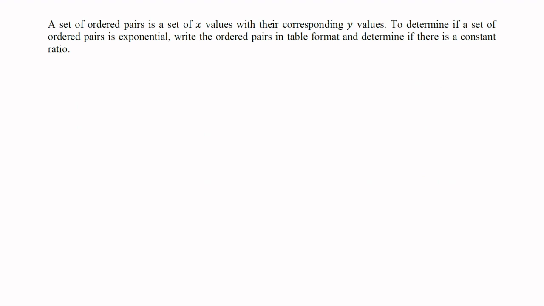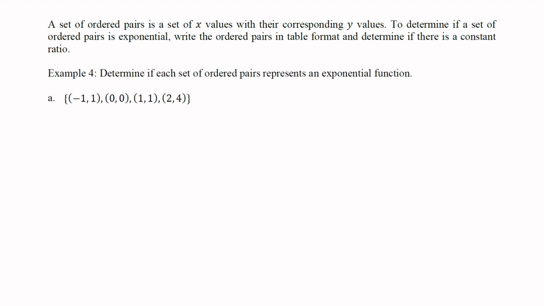A set of ordered pairs is a set of x values with their corresponding y values. To determine if a set of ordered pairs is exponential, write the ordered pairs in a table format and determine if there is a constant ratio. So we're going to do that for a couple here, starting with this set of ordered pairs.